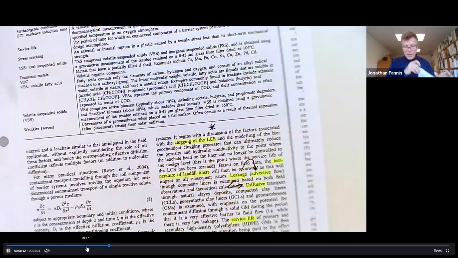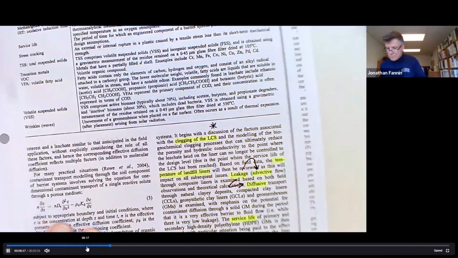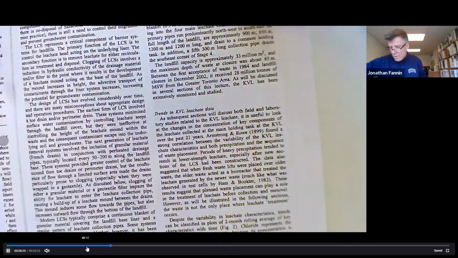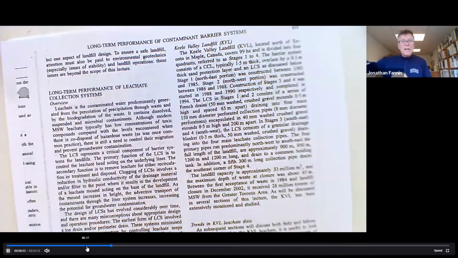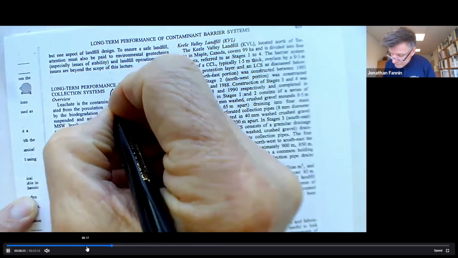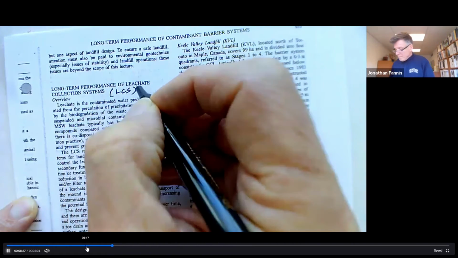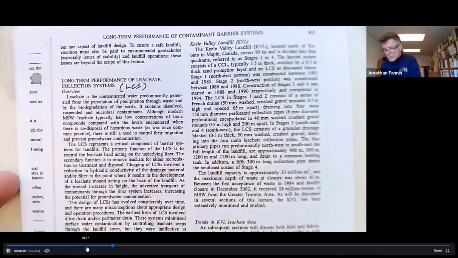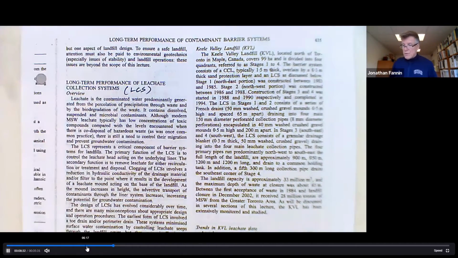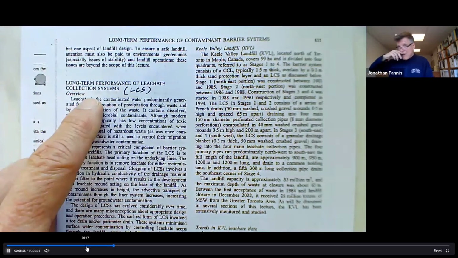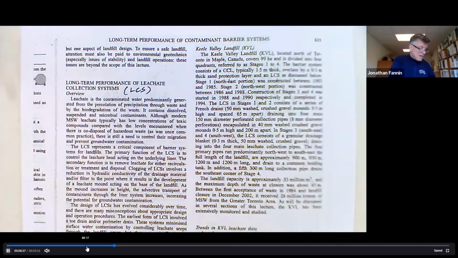Okay, so over the page, the long-term performance of the leachate collection systems. And he goes on to construct an argument, I think elegantly so, that it's actually very important. This drain is very important to maintaining the integrity of the liner and therefore the long-term performance of the system. The leachate collection system is maintaining the integrity of the primary barrier.